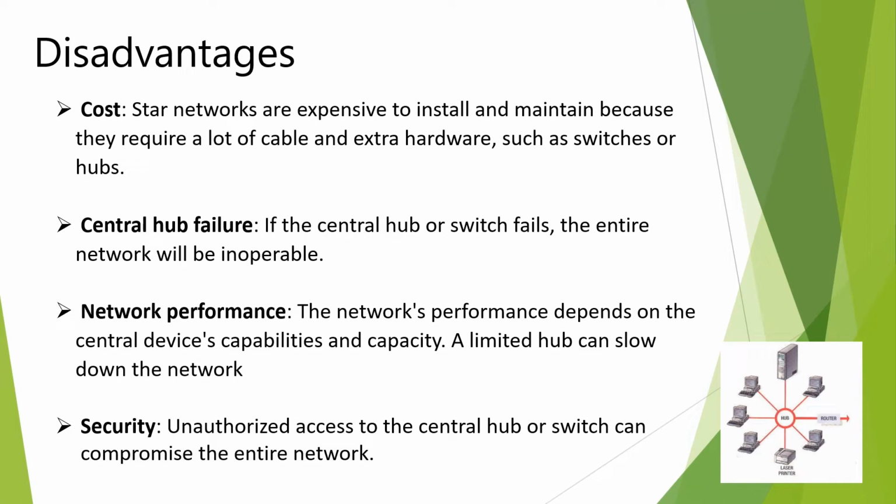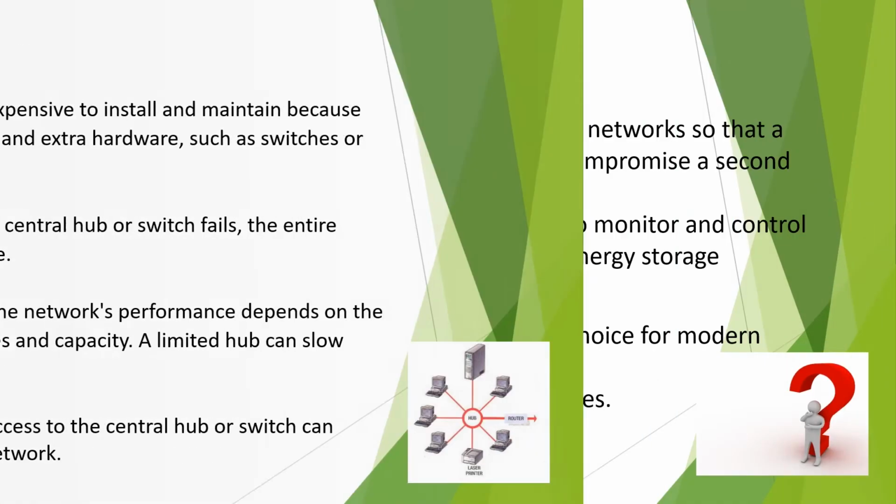Disadvantages: cost, star networks are expensive to install and maintain because they require a lot of cable and extra hardware, such as switches or hubs. Central hub failure, if the central hub or switch fails, the entire network will be inoperable. Network performance, the network's performance depends on the central device's capabilities and capacity. A limited hub can slow down the network. Security, unauthorized access to the central hub or switch can compromise the entire network.